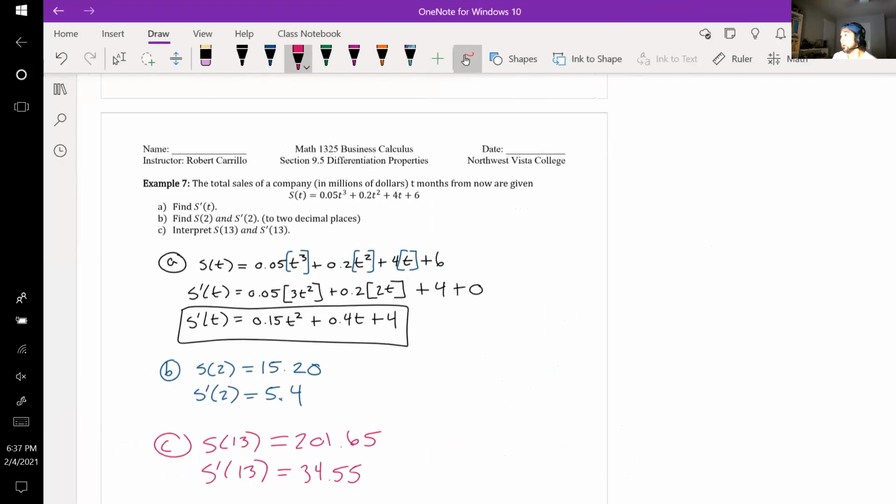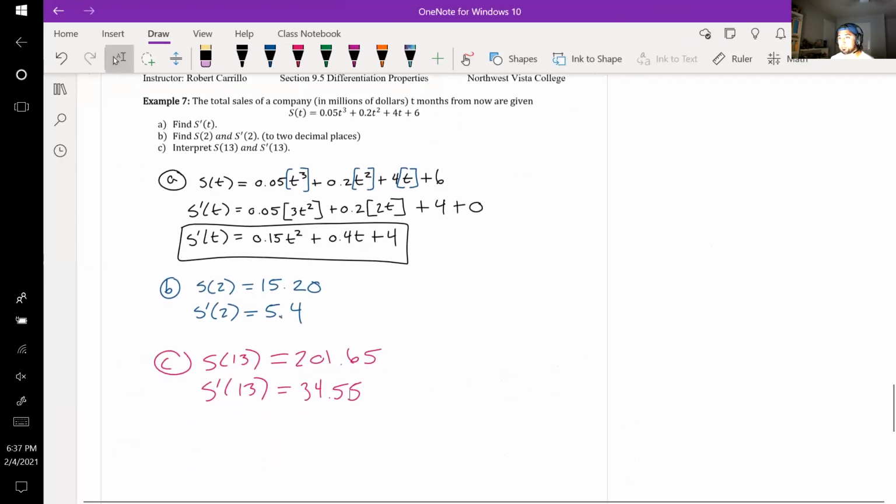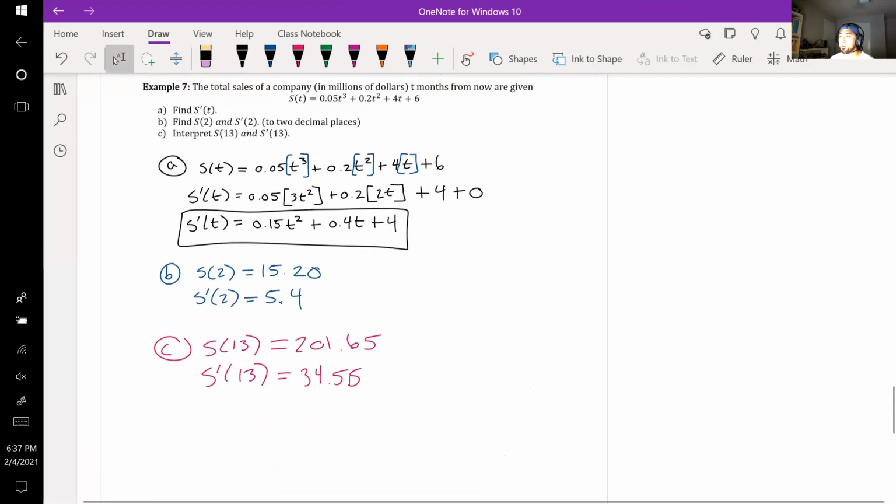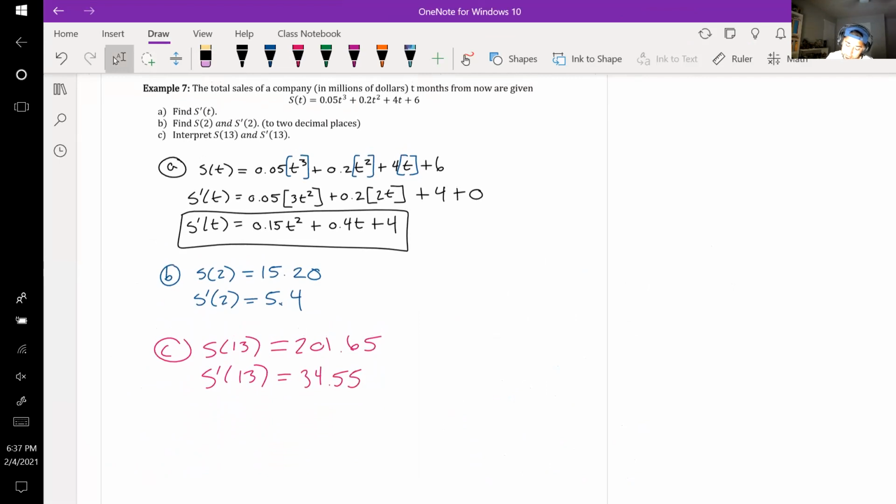All right, back to this screen. And now all this says is interpret what these mean. So for the first interpretation, S of 13. So this means at 13 months, we are going to make $201 million. So remember, t is the amount of months and S is the sales in millions. So after 13 months, I guess I could write that down, right? After 13 months, sales are 201.65 million.